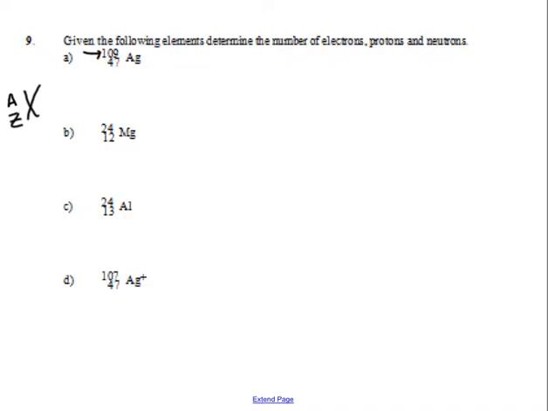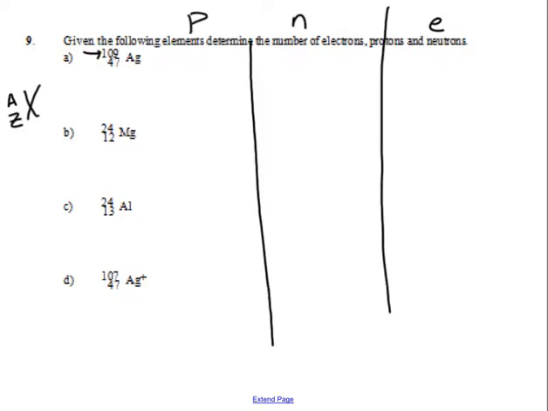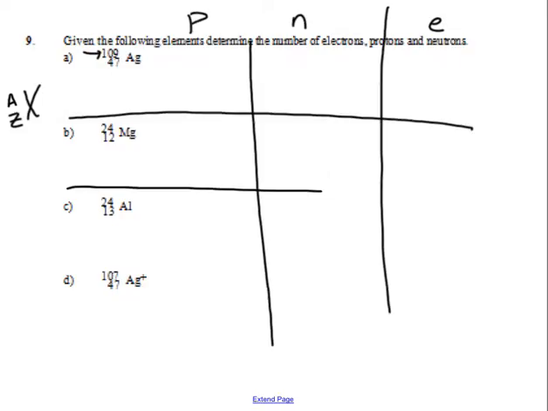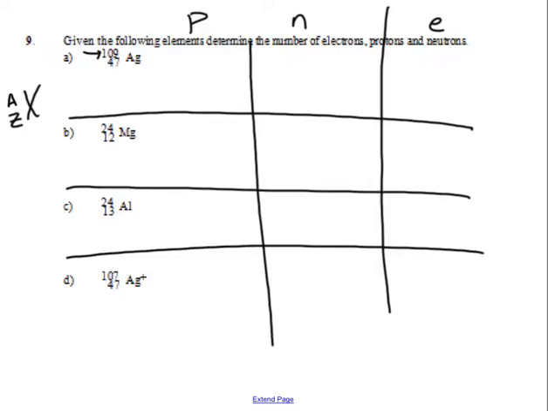So what we're going to do, I like doing protons, neutrons, and electrons like this because I'm lazy and I don't want to rewrite stuff. I don't want to write the word proton 4 times. Okay, so let's do that silver one first. How many protons? 47. Neutrons, how many? Where'd you get that? Subtract 47 from the 109 because that 109 is protons plus neutrons.